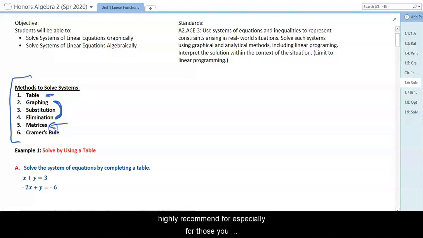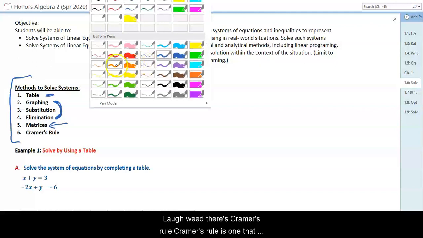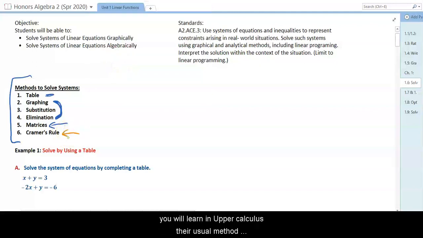But one method that I would highly recommend, especially for those of you getting ready to take the ACT and SAT, is matrices. This method is very quick with your calculator, and my plan is to do a separate video on matrices later on so you can see how that is done. Lastly, there's Cramer's rule, which you will learn in upper calculus. It's a very useful method for large systems and for systems with multiple variables, talking 4, 5, 6, 10 variables.